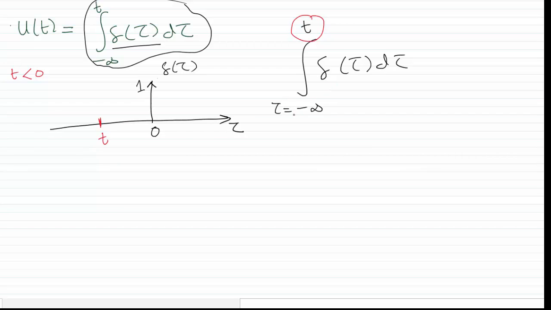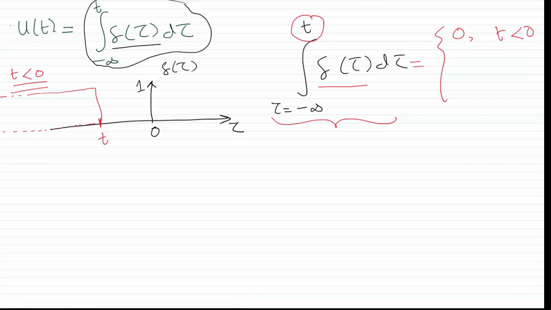Now, to evaluate this function for this t, for this case where t is less than zero, we have to sum the function value from minus infinity till t. And the function has a value of 0 throughout this range. So that sum is going to result in 0 for t less than 0.